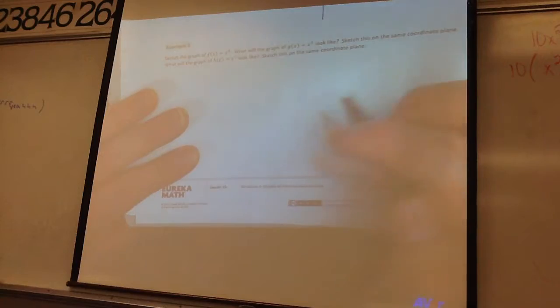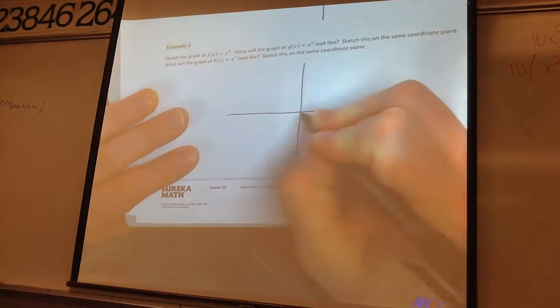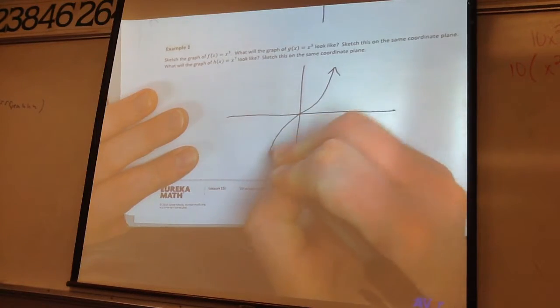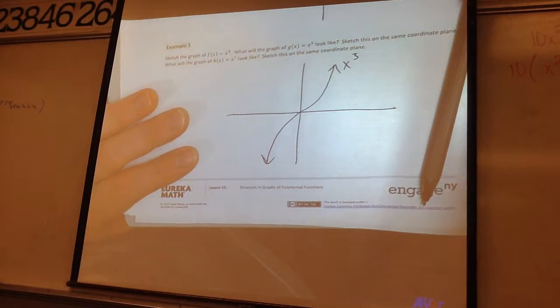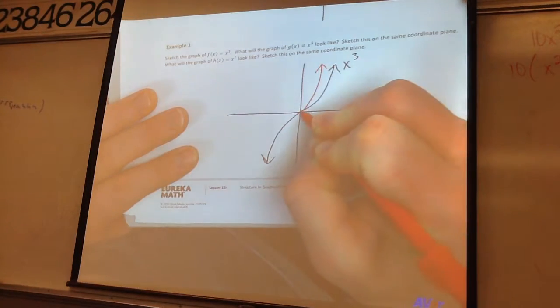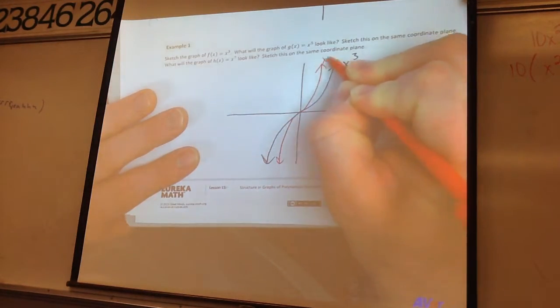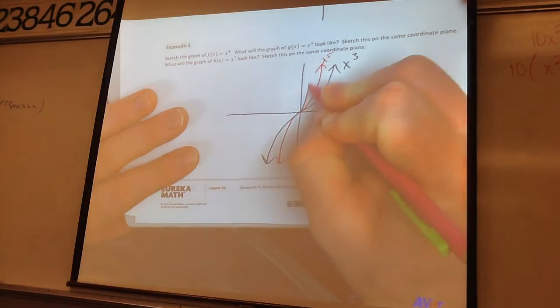Next, we'll sketch the graph of y equals x to the third. There it is. What would x to the fifth look like? Same thing. Yeah, it just gets bigger faster and smaller faster. What about x to the seventh? Same thing.